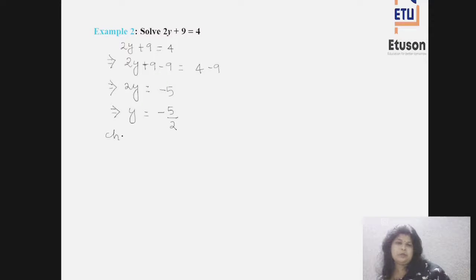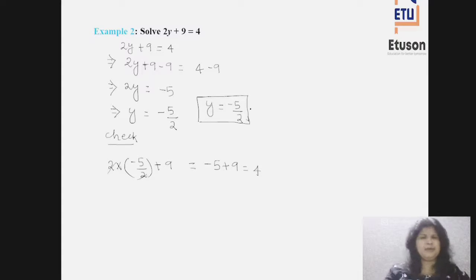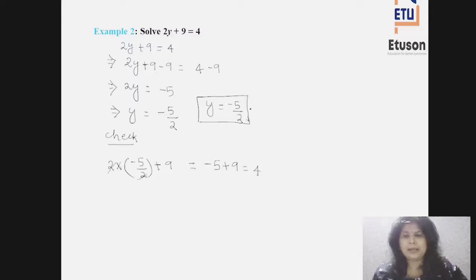So do you want to check your answer whether it is correct or not? So let us take 2 into minus 5 by 2 plus 9. What is the answer? So 2 and 2 get cancelled. So you get minus 5 plus 9, that is equal to 4. So the solution in this equation is y is equal to minus 5 by 2. Correct? Very simple. Okay. And you have done earlier also.